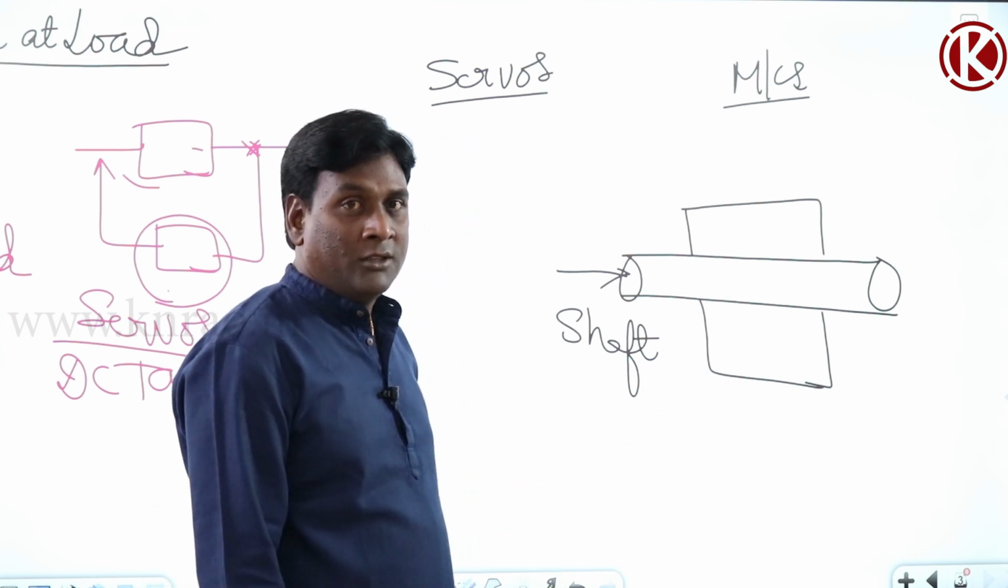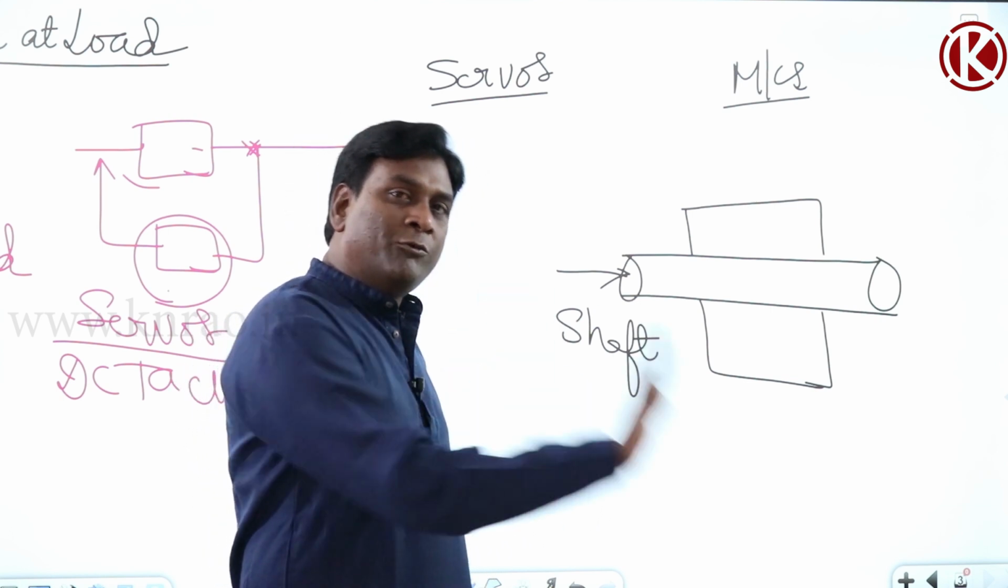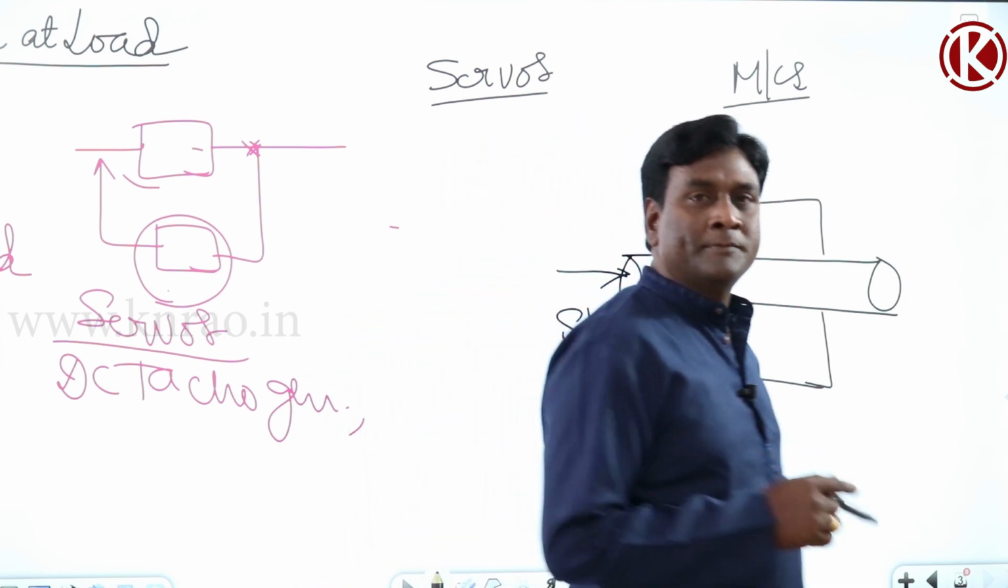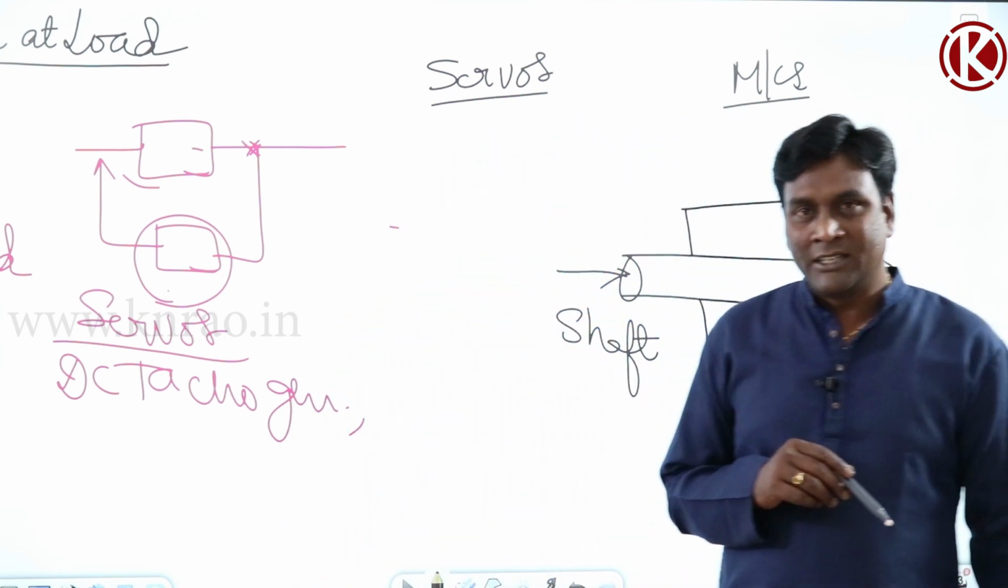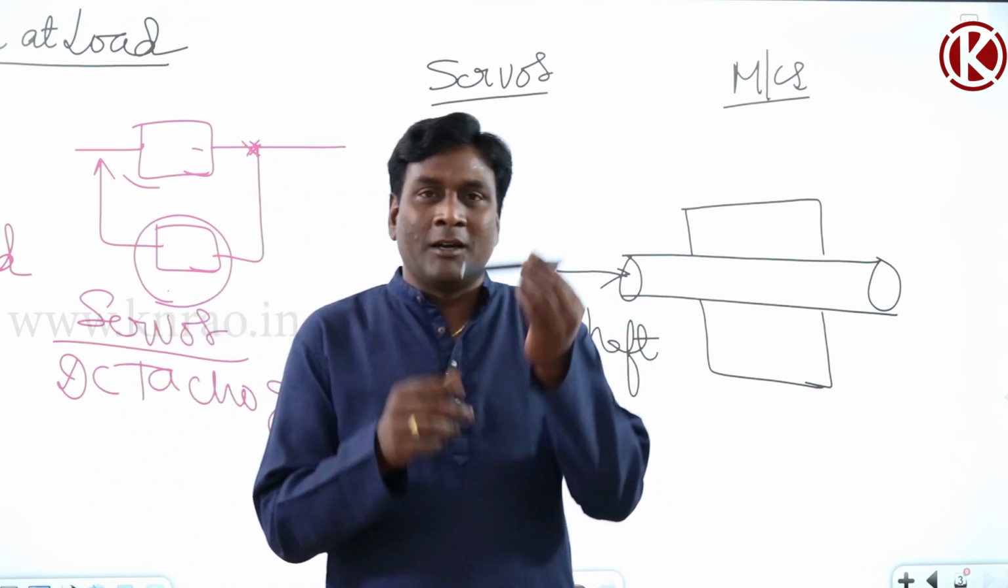Means this discussion will stretch, but don't miss. Watch till the end. Now, the shaft is the costliest part. Why? For example, generator or motor. For example, this is the shaft.